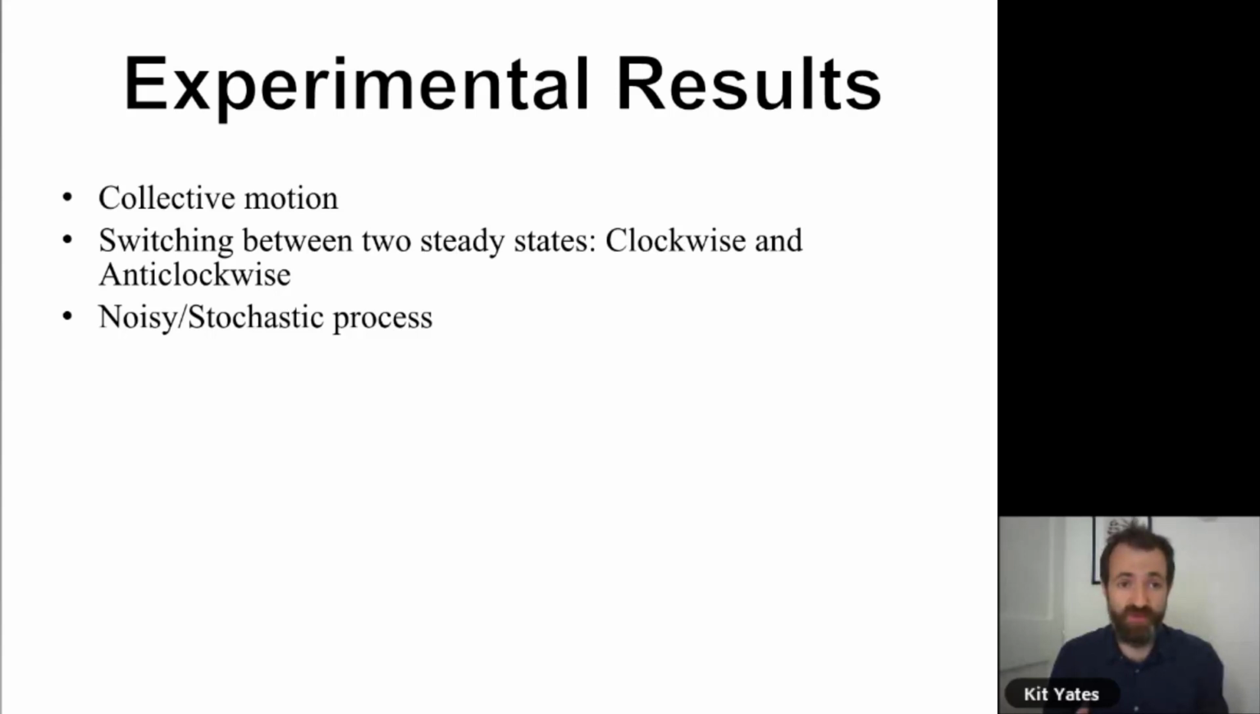What they also found was that these locusts were switching between two steady states, one where the locusts move around clockwise and one where the locusts move around anti-clockwise. And they also found that this was a noisy or stochastic process. So randomness was important in this process, and it allowed these locusts to switch from one direction to the other.